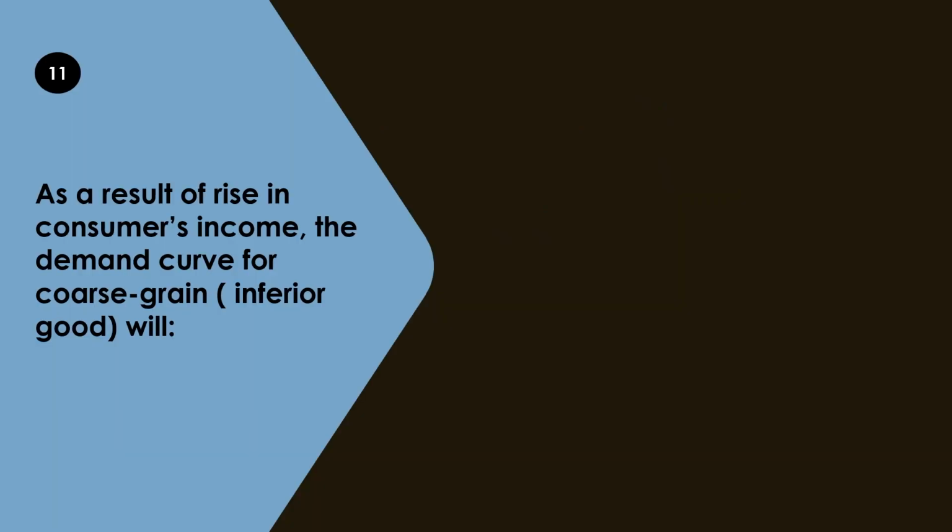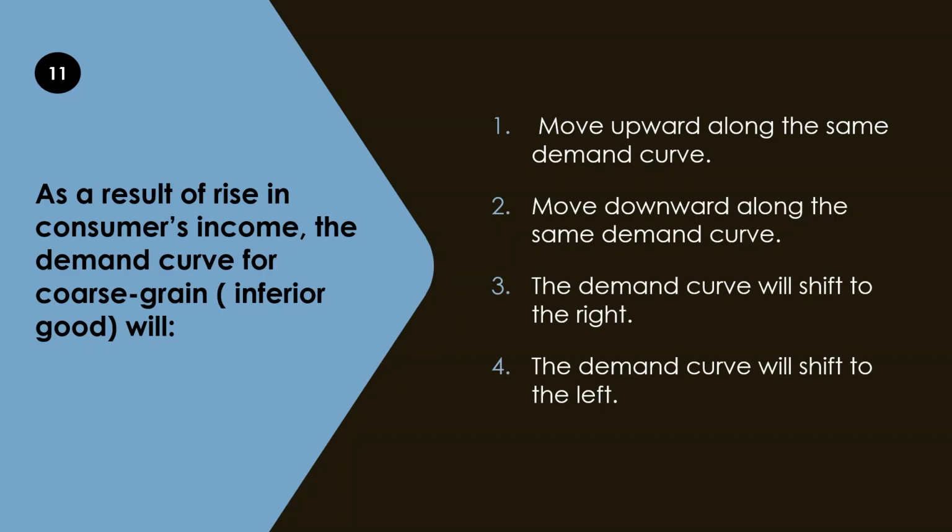Let's start. Question 1. As a result of rise in consumers' income, the demand curve for coarse grain, that's an inferior good, will be. The options given to us are these. So we have to check whether there will be movement along the same demand curve or will there be a shift.